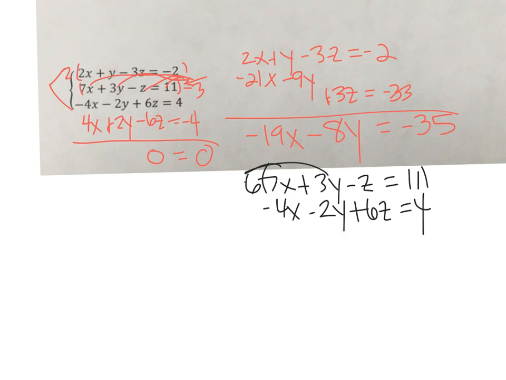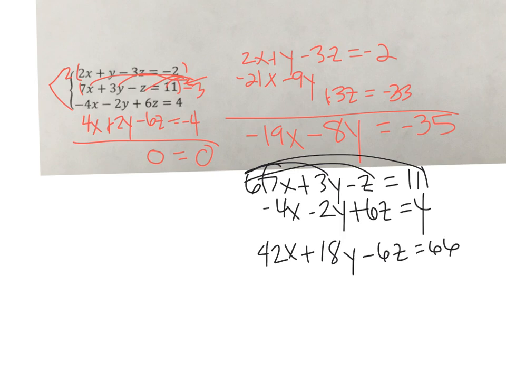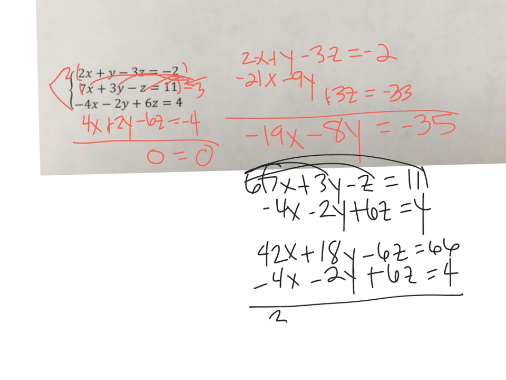Okay, so I'm going to distribute that to everything. And I have 42x plus 18y minus 6z equals 66. And my bottom one will stay the same. Negative 4x minus 2y plus 6z equals 4. All right, so I'm left with 38x, and I have plus 16y equals 70.